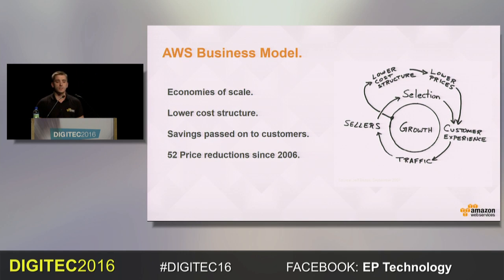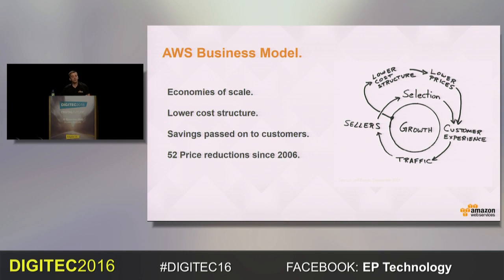Our Amazon Web Services business model functions on 4 principles. Economies of scale. The more customers use certain services, the more we can scale, the more we can lower our cost structure, because we can purchase storage devices at a higher volume. We can purchase compute devices at a higher volume. And our principle after that is to pass on that saving to customers.